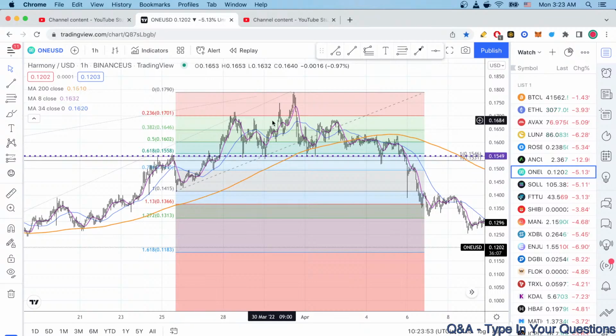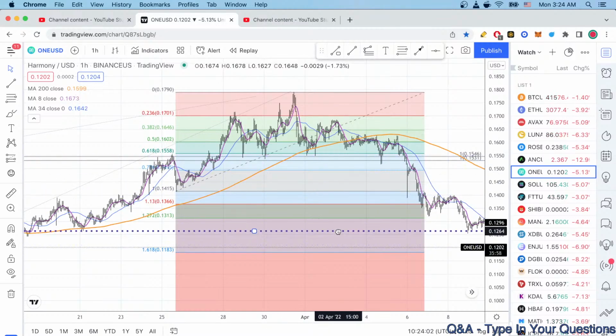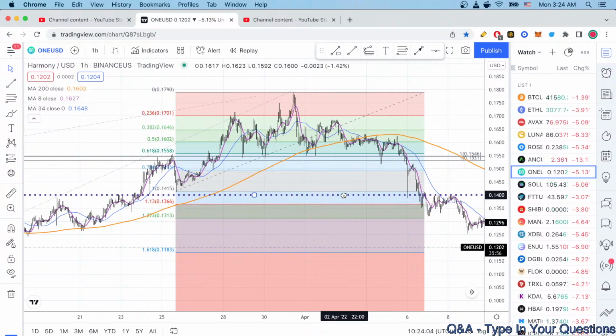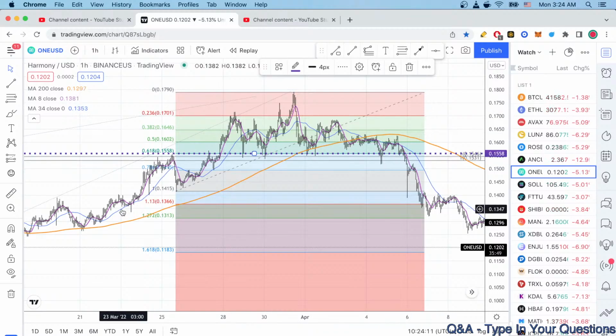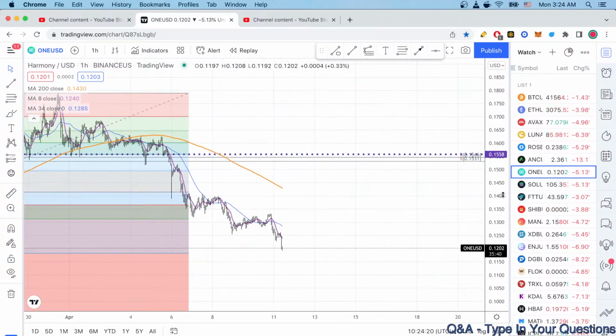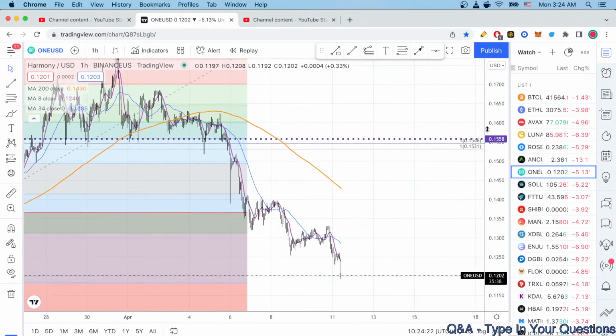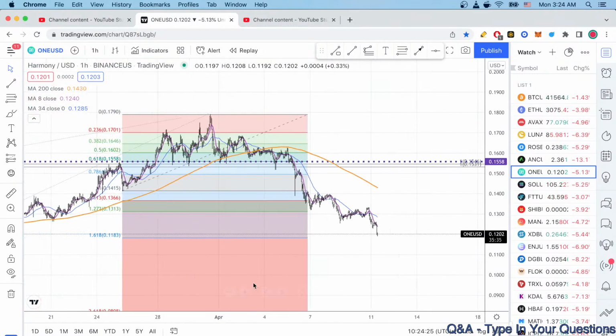So if you were taking Harmony to the long side, for a nice ride to the upside, you were ratcheting up your stops, so you were moving this horizontal line. Maybe you were down here, moving it up, right? So once it starts to close below, you should be out of the trade. So you're taking some nice profits from here to here, okay? And now what are we doing? We are with a series of lower highs and lower lows. Now this is a very, very weak chart.